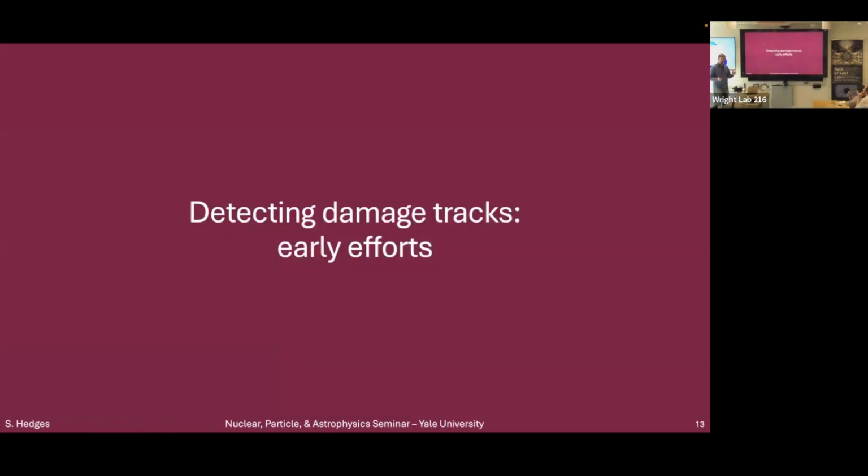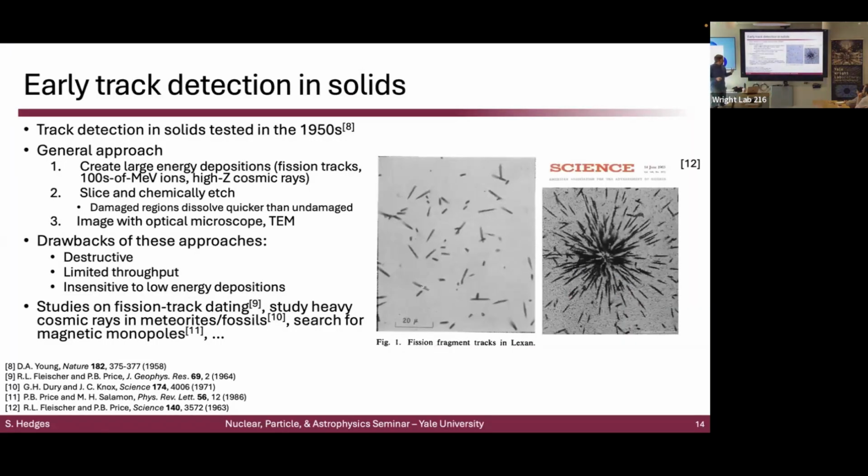All right, so I've given you some motivation for why we're trying to detect nuclear recoils. You might ask, have people done this before? And the answer is yes. So this is an old concept. Some of these first ideas for looking at tracks in solids from particle interactions happened in the 1950s.